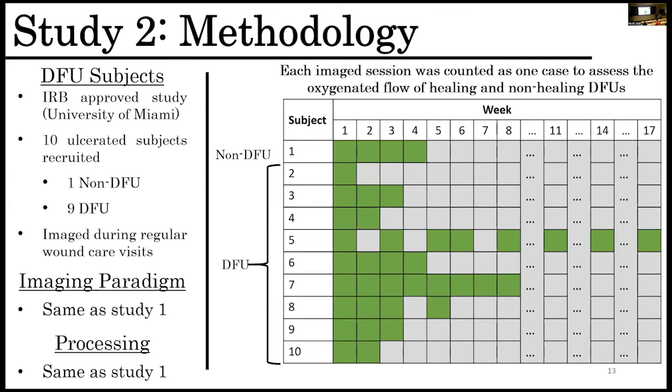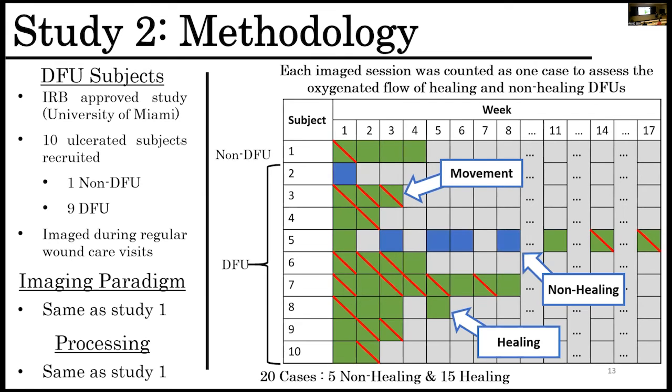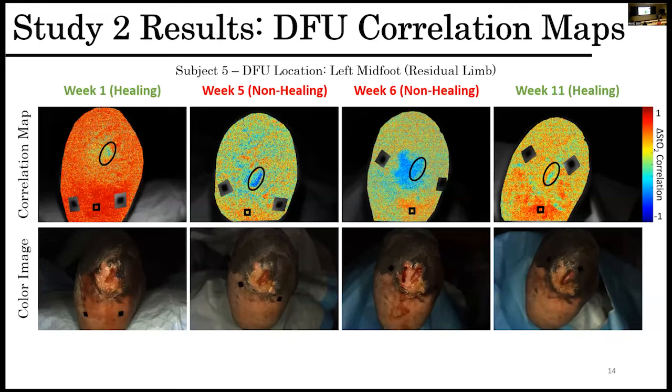Now, each image session was counted as 1 case to assess the oxygenated flow of healing and non-healing DFUs as things can vary between weeks. And of the 38 total cases, those where there was excessive patient movement were discarded from further analysis, leaving a total of 20 cases, 5 non-healing and 15 healing cases.